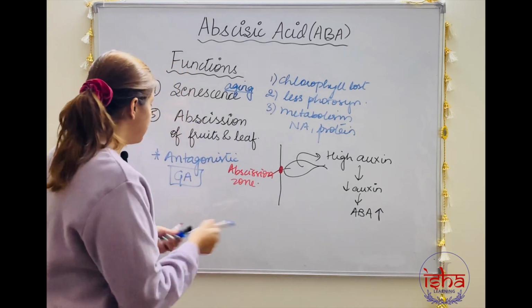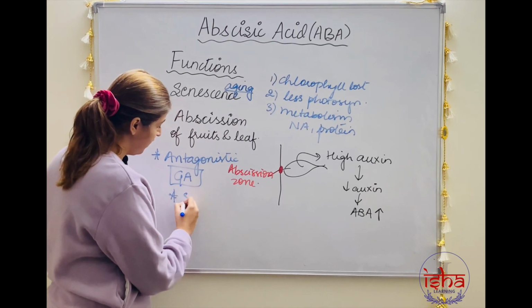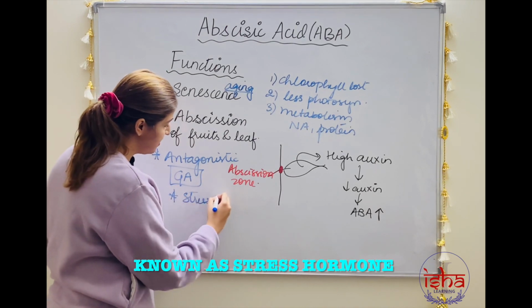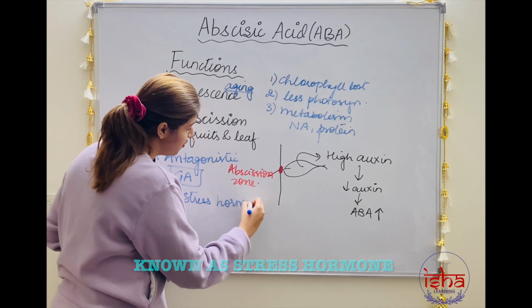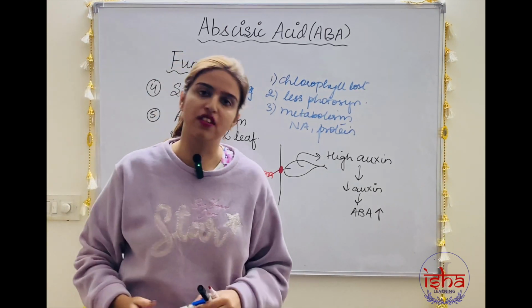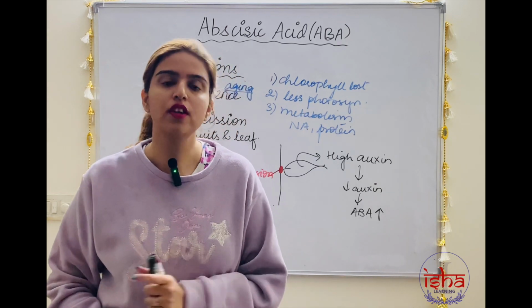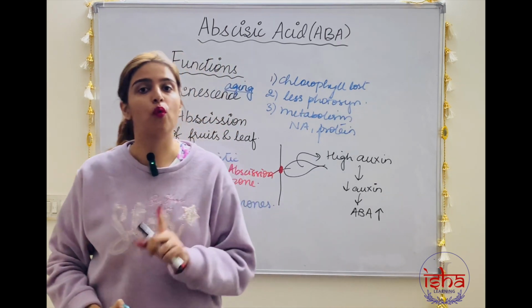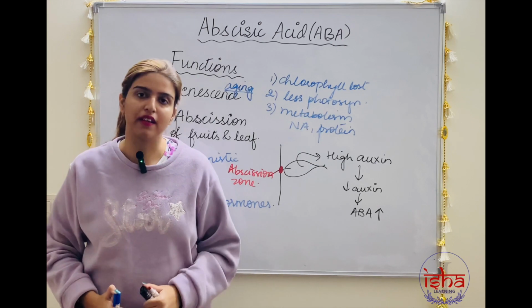Also, it is known as a stress hormone. We've already discussed it as it increases the plant's tolerance to both biotic and abiotic stress conditions. Let's say if there is drought, it is going to save water by the closure of stomata.